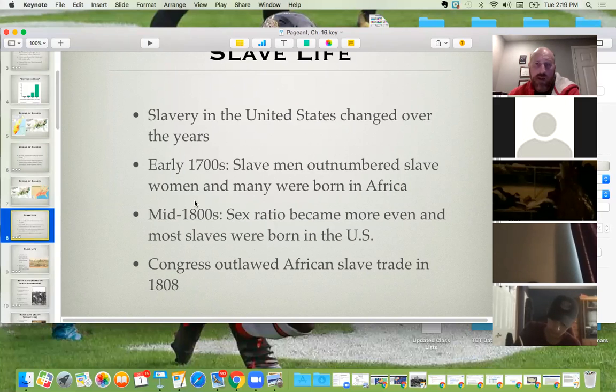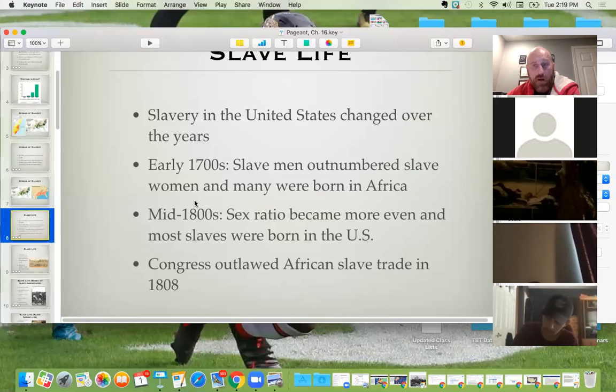You have to remember that Congress outlawed the African slave trade in 1808. Remember, there were founding fathers, and this was debated at the Constitutional Convention to some degree. There were founding fathers who were troubled by slavery and would like to see it end. I even think that to some extent Thomas Jefferson was that way, even though he probably could have done more to end it as a slave owner. But I think he was troubled by it.